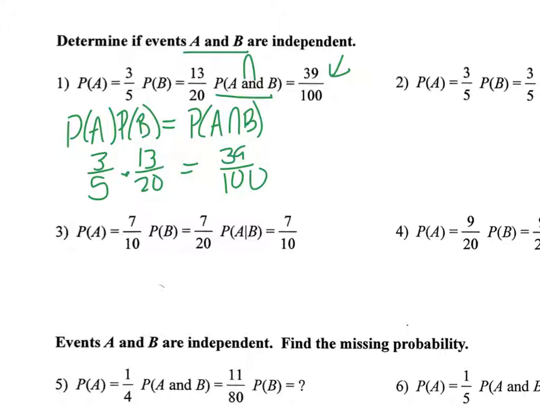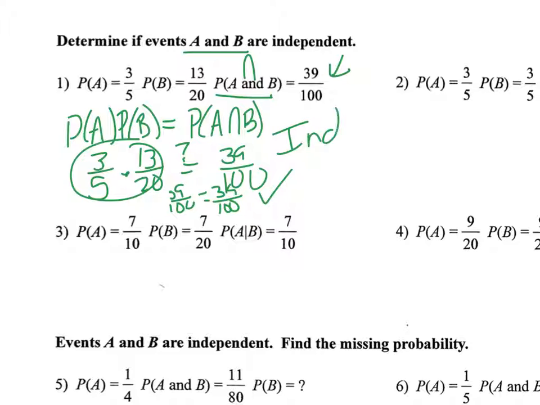So what we have here, is this true? So 13 times 3 is 39. So I wrote too big here. So it's 39 over 100, doing this math right here. And that is 39 over 100. So check, independent.